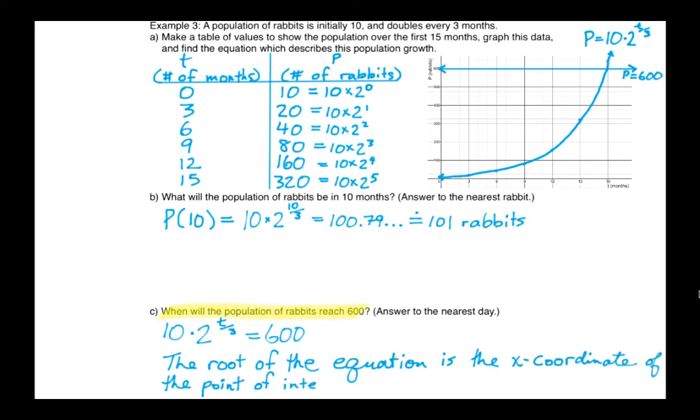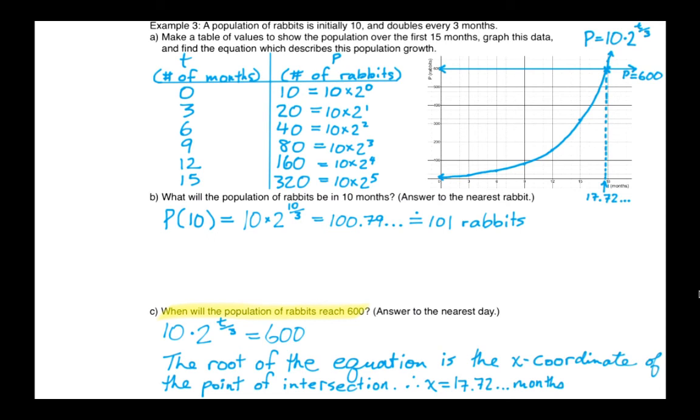Now I make this statement: the root of the equation is the x-coordinate of the point of intersection, just so I'm making it clear that I'm not solving this equation algebraically. The way that I'm getting the root of that equation is by taking the x-coordinate, or I guess I could have said the t-coordinate, of the point of intersection of this curve and the graph of p equals 600. So I'm looking at what is that point there, and what is the x-coordinate, or I guess it would have been better to call this the time coordinate. And it's about 17.72 months.